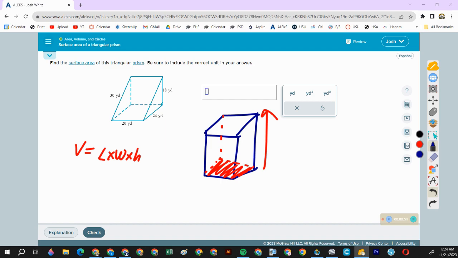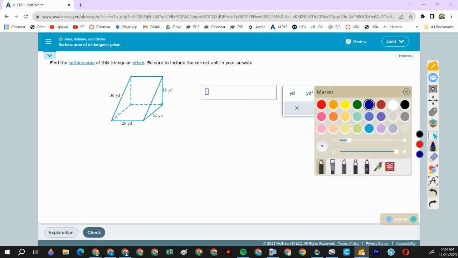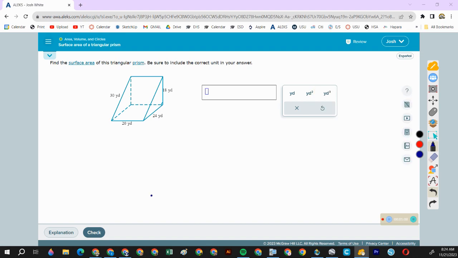So if you can find the area of the base and then multiply it by the height, you'll get the volume of the entire figure. Okay. Well, if we look at this, here is the base, and if I multiply it by the height, I'm going to have to do some tricky things.